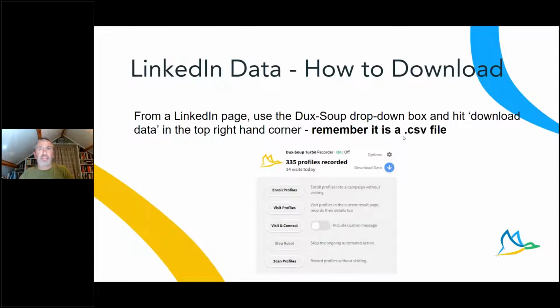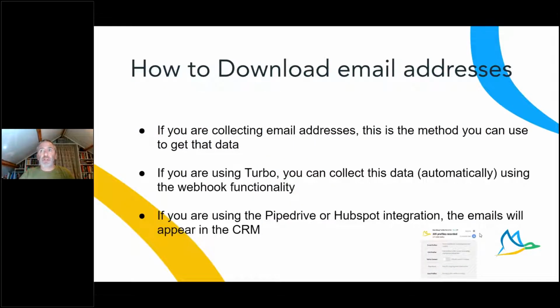I will walk through this a little bit later during the presentation. There are some other options if you've got Turbo, but if you want to gather your historic data, go to the download button here. There are some other options if you've got Turbo, as I say, there as well. You would do the same thing if you're collecting email addresses. So if you're using Dux-Soup to collect email addresses, you would do exactly the same. You go to the drop-down box and you hit download data.